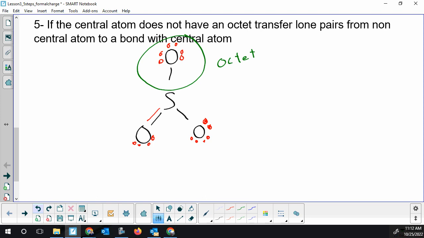So we have sulfur with a total of 4 different bonds around it. A double and 2 singles. Okay. So this is using the steps to predict the structure of SO3.